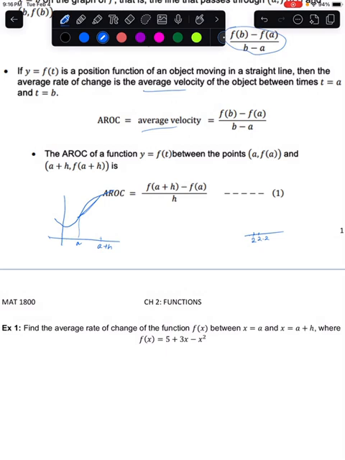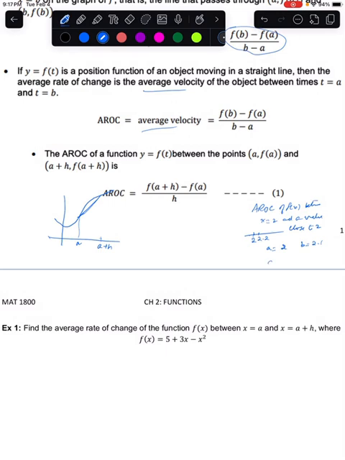So in other words, let's say I tell you to find the AROC of a function f of x between x is equal to 2 and a value that goes to 2. So what can you do? You can pick a value, but it should be bigger than 2, so that it's on the right of the 2. One student can say, okay, a is 2, b I am going to pick as 2.1 because 2.1 is very close to 2.